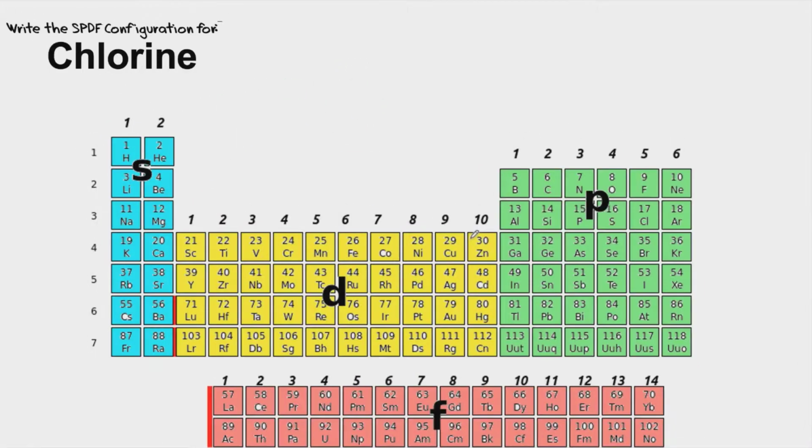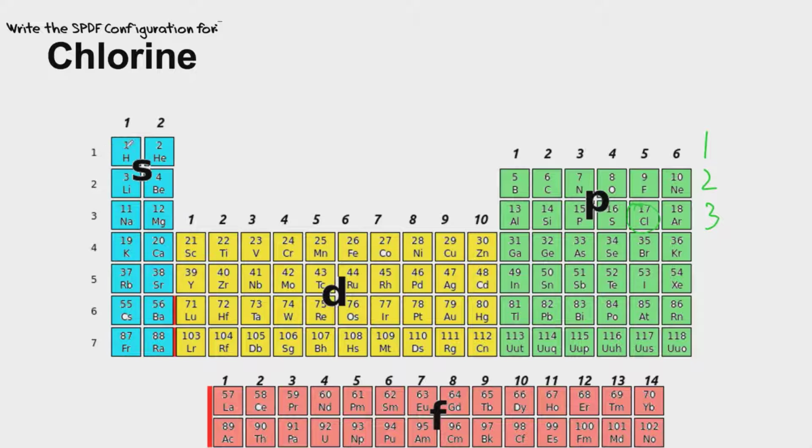Last one for you guys we're going to do together is chlorine. So chlorine is the 17th element that is there. It is in the first, second, third principal energy level. So we got to fill 3 energy levels worth of electrons, 17 total, starting here.